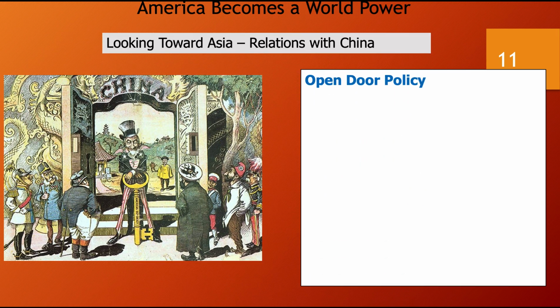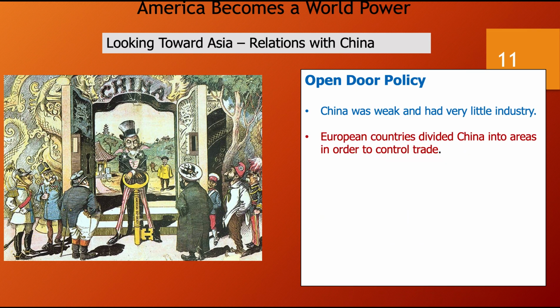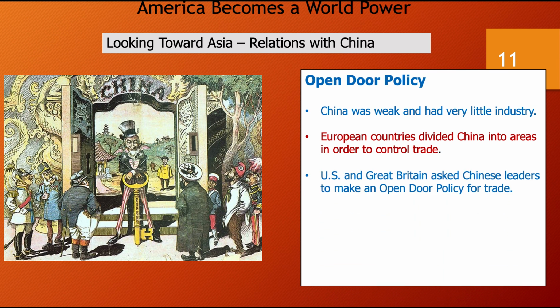All right, so we're looking towards China. We create this open door policy. The open door policy was caused by China being very weak and having little industry. So the European countries came in and wanted to divide China up into pieces for each other. But instead, the US and Great Britain asked Chinese leaders to make an open door policy for trade.